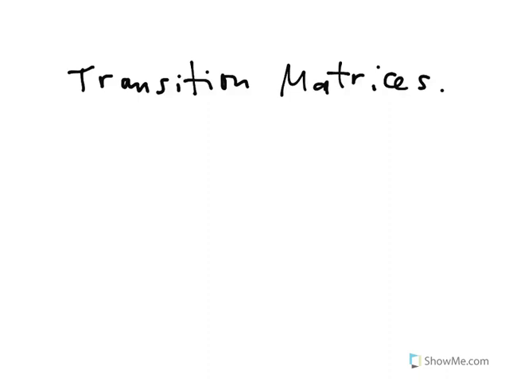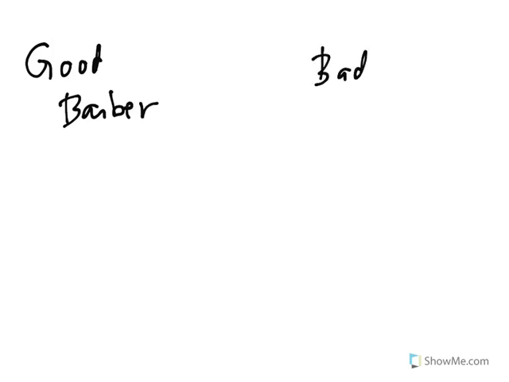There's an application of matrices that's related to probability, and it's called transition matrices. I'll use an instructive example. There's a town, and in the town there are two barbers that cut hair. There's what we'll call the good barber, who is talented and gives you a good haircut, and there is the bad barber.